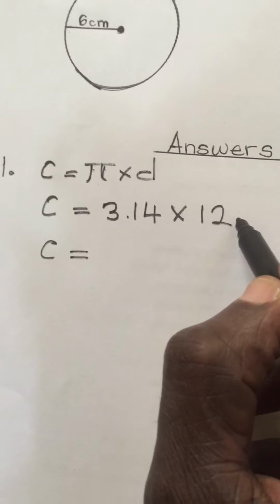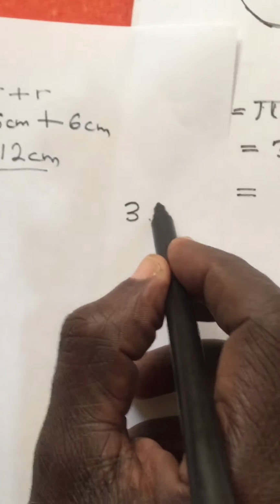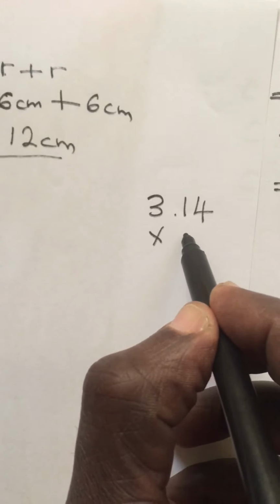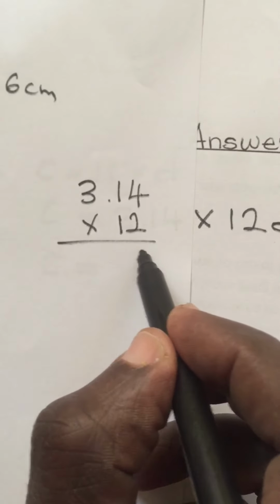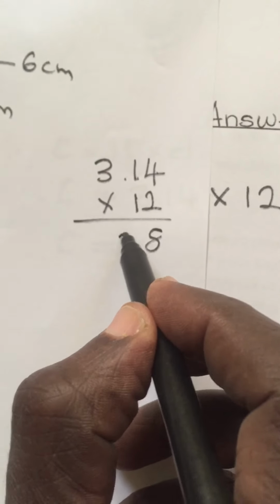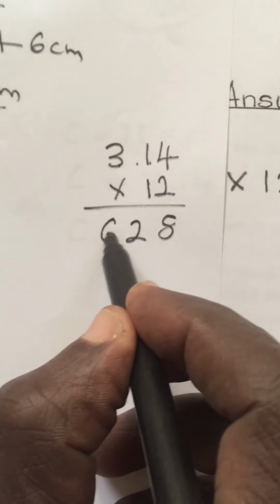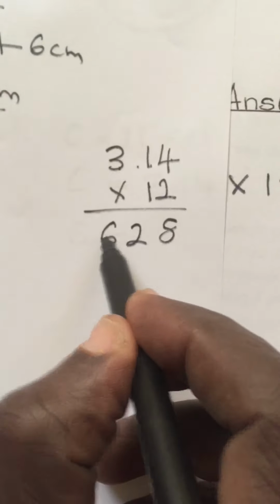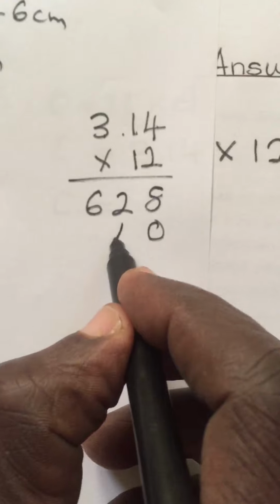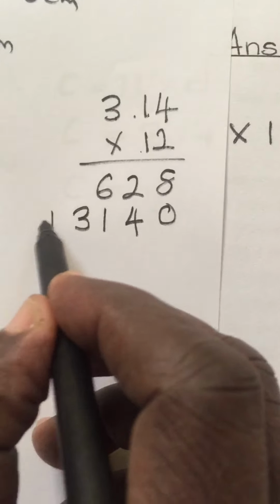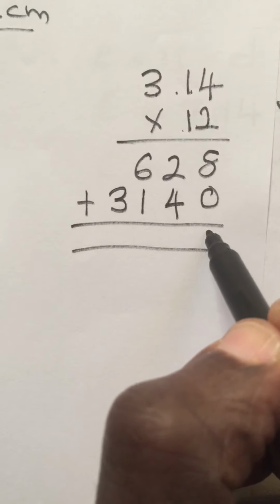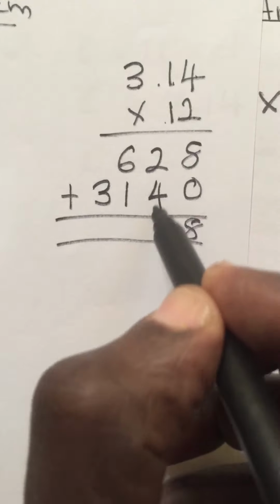Circumference is equal to, we multiply. What are we multiplying? 3.14 times 12. 2 times 4, that is 8. 2 times 1, that is 2. 2 times 3, that is 6. We start looking at 1, so we put a 0 here. 1 times 4, 4. 1 times 1, 1. 1 times 3, 3. We add. This is going to be 8, when we add 6, when we add 7, when we add 3.